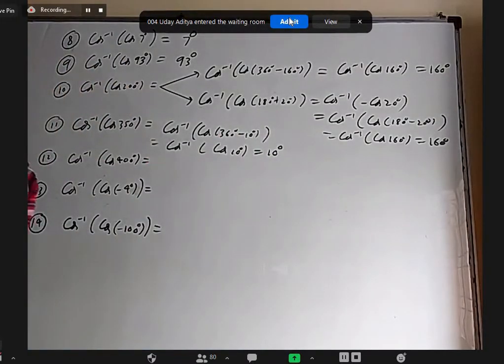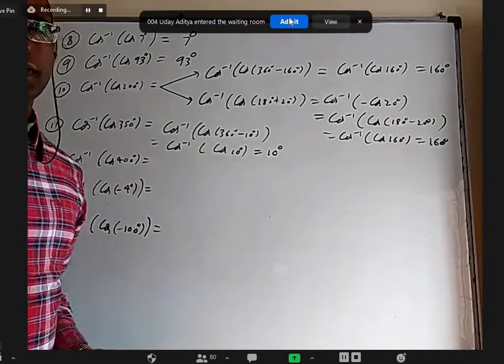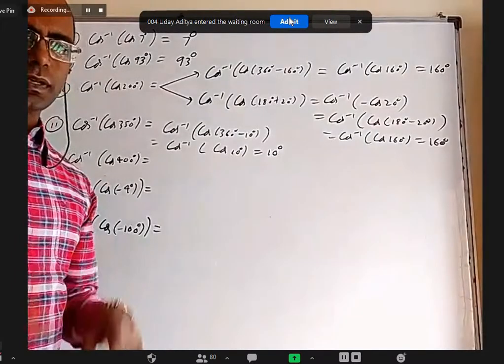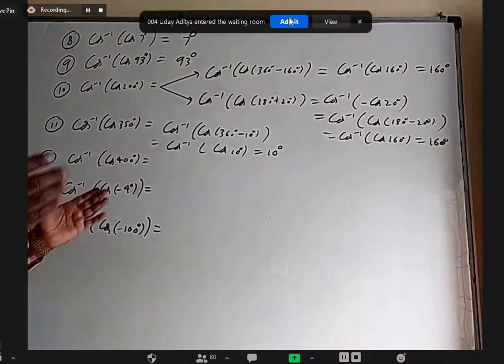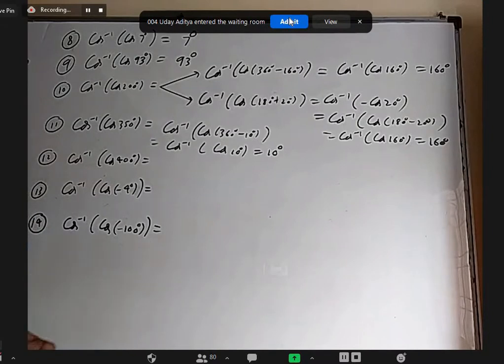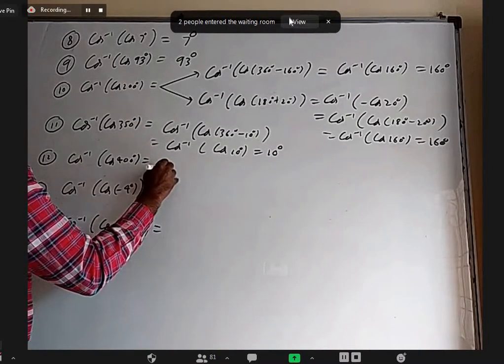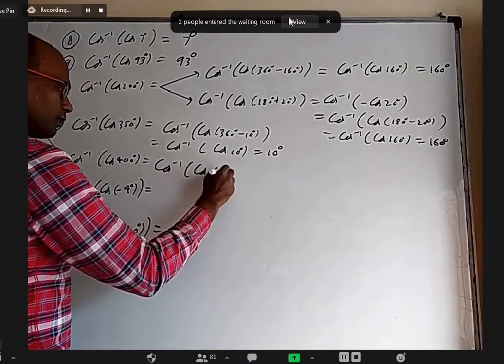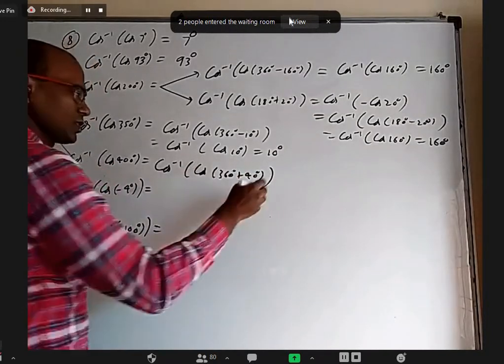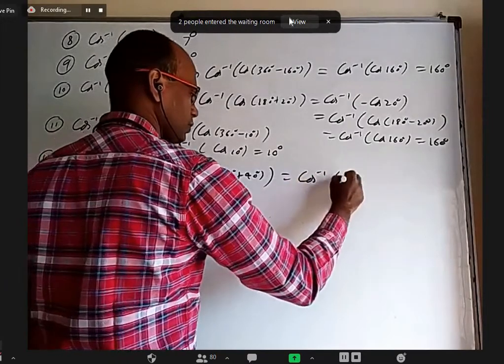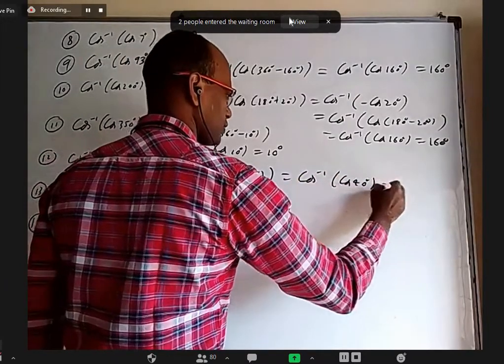The overall main point is, as long as the angle goes outside the principal values, use 180 plus theta or 180 minus theta, 360 minus theta, 360 plus theta, something. Try to reduce the angle or limit it to the principal value. This is 360 plus 40. Cos 360 plus theta is cos theta only. So we'll get cos 40 degrees, which is 40 degrees.